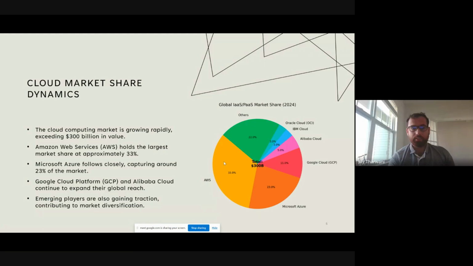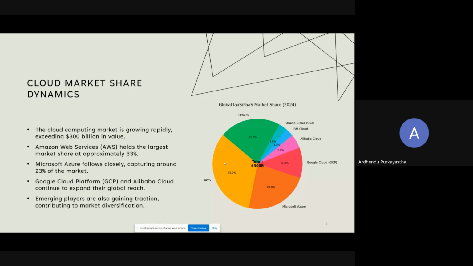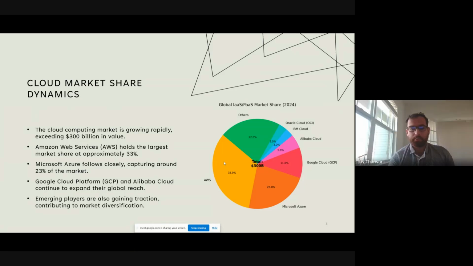Previously, maybe in the early 2010s, they might have had 50% at that time. But now Azure has picked up a lot of the share, and Google Cloud is also picking up, and OCI, Oracle Cloud, is also picking up a lot of the market share. So that's where AWS has lost some of it.